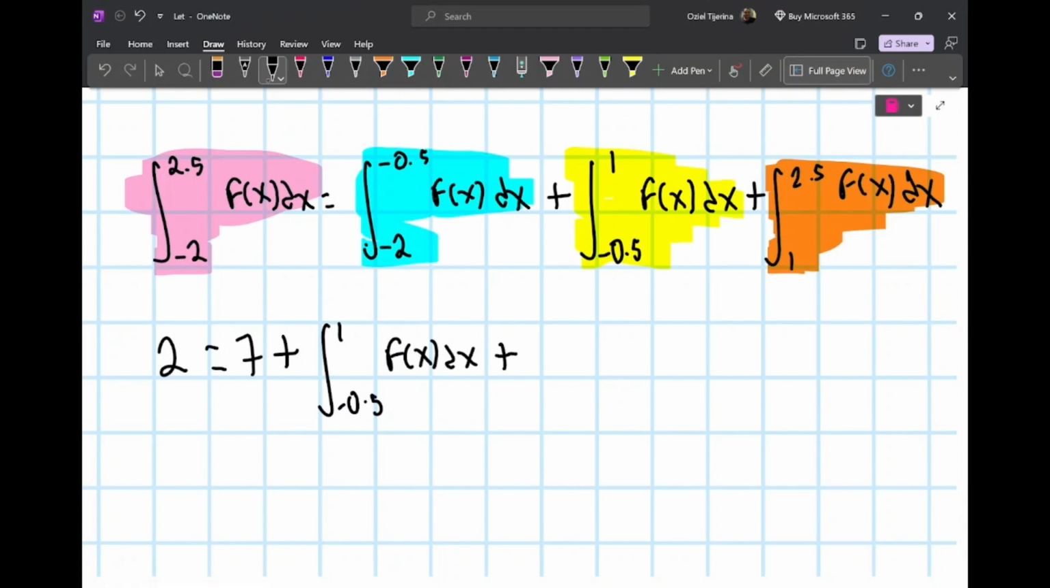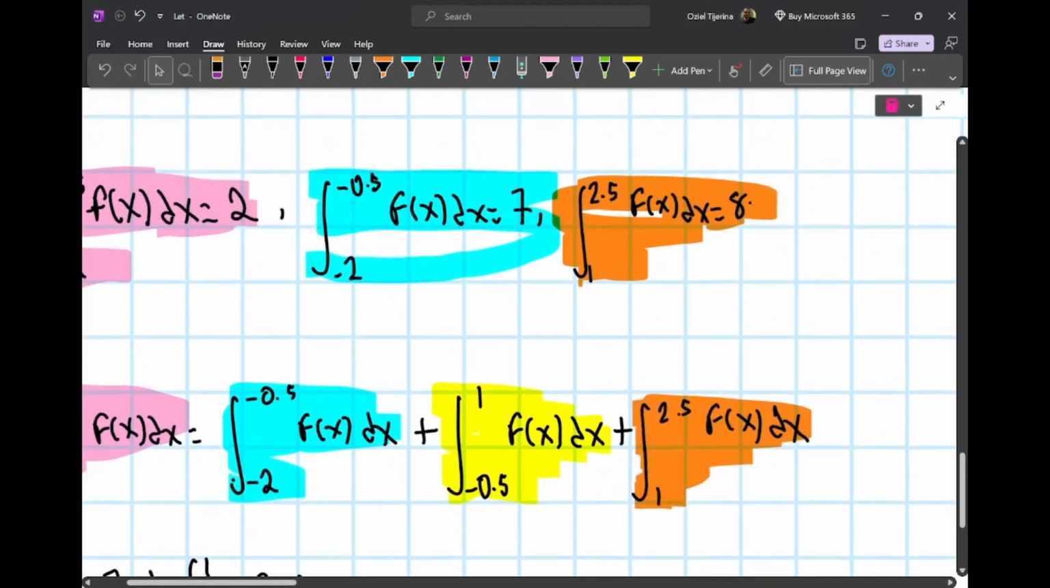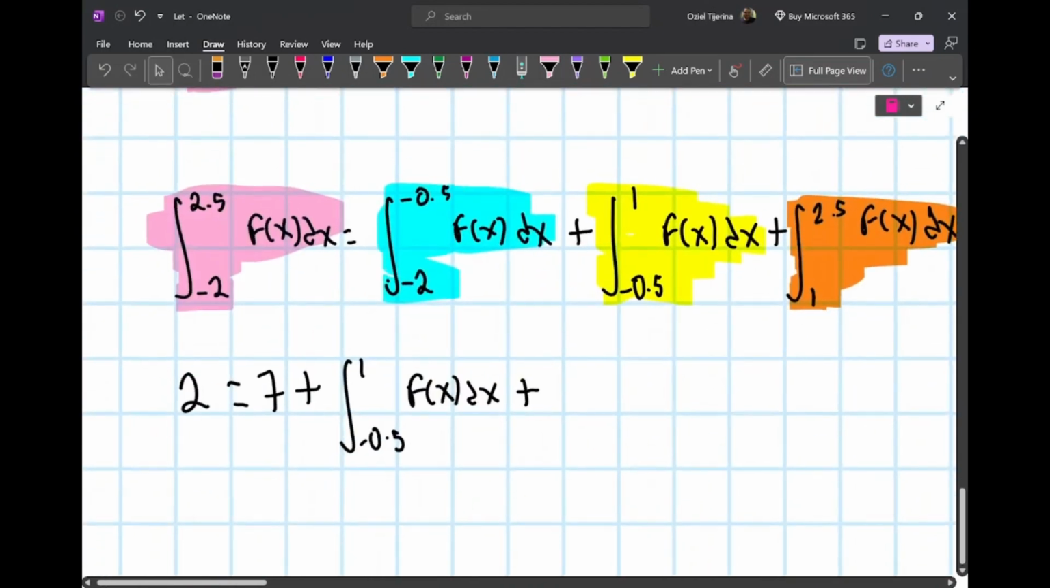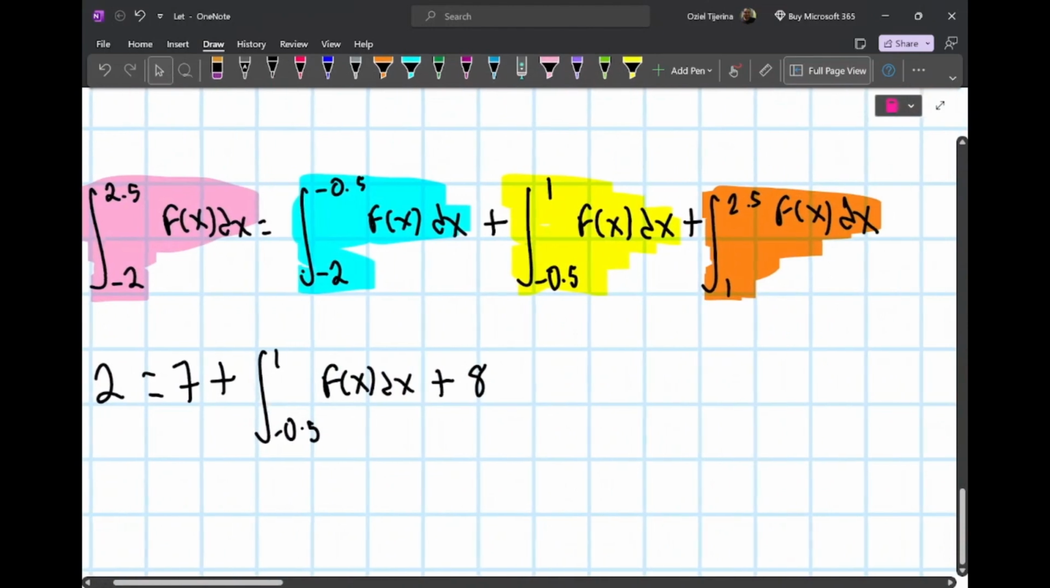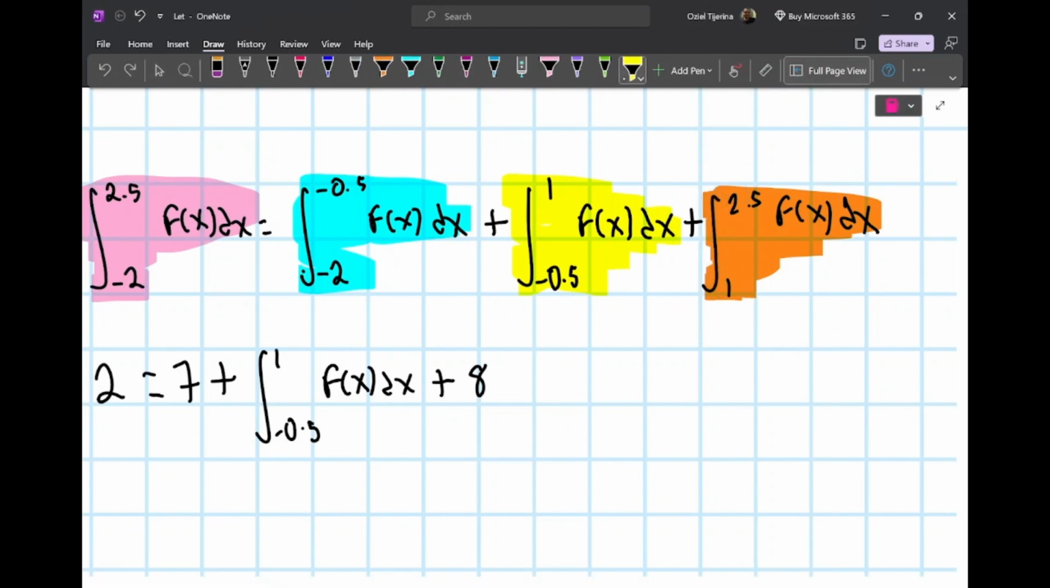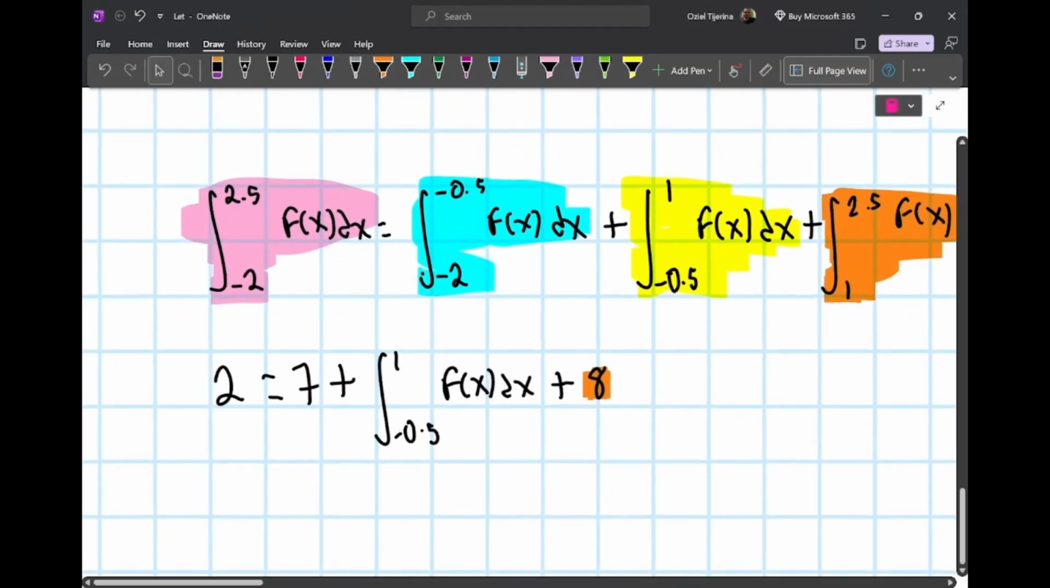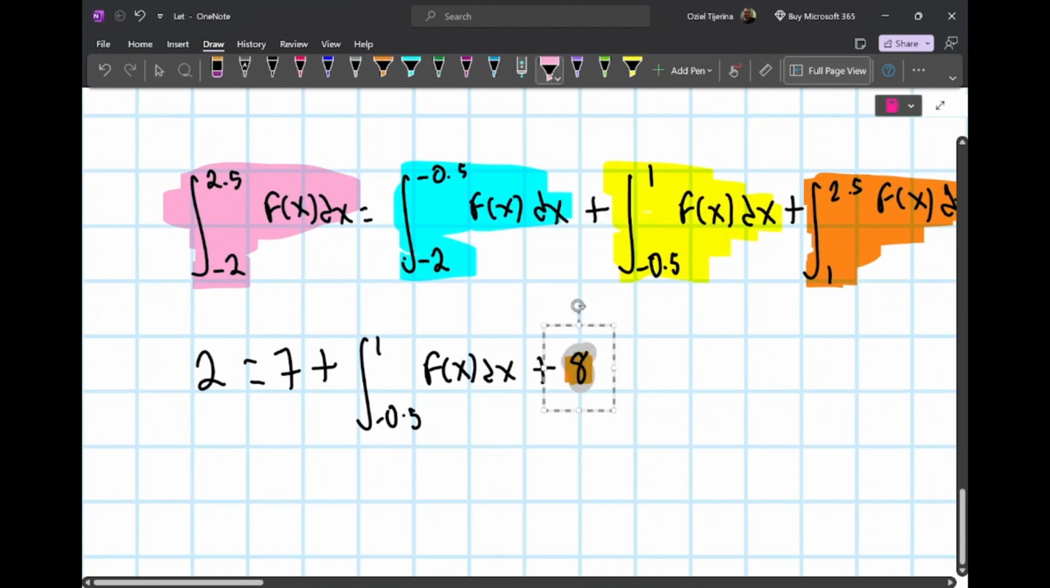And then plus the integral from 1 to 2.5 of f of x dx, which is 8. So we're just going to put a plus 8 there. This first part is really not as difficult. The hard part is really the second part of this. Now, like I said, just highlighting here, we have this, and we have this, and then we have the yellow part, which, like I said, we're looking for, right?